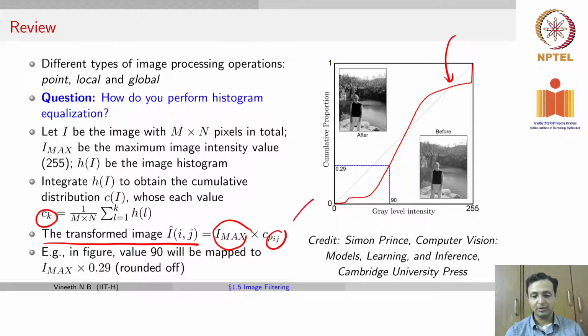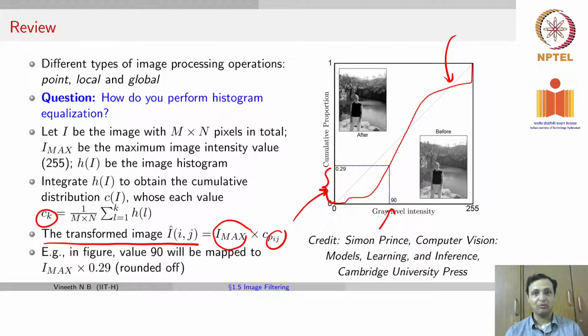So in this particular figure, we are saying here that if you had a gray level intensity 90 in an image, in the histogram equalized image, you see what is the cumulative proportion of 90 in that image. So in this case, it happens to be 0.29, and you simply multiply that by I max, the maximum intensity.